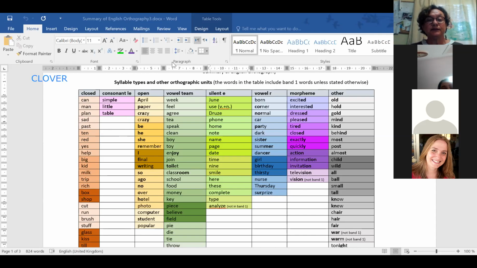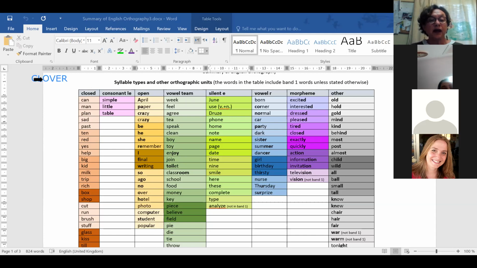Okay, let me just do this. This makes it even easier to look at. And you've got consonant LE. So the L in clover is the consonant LE syllable type. And you can see words like simple, little, table, okay? And that's what I spoke about in the previous presentation.